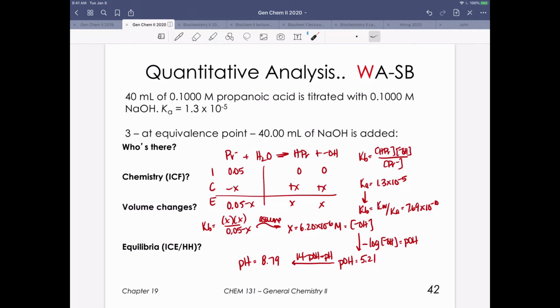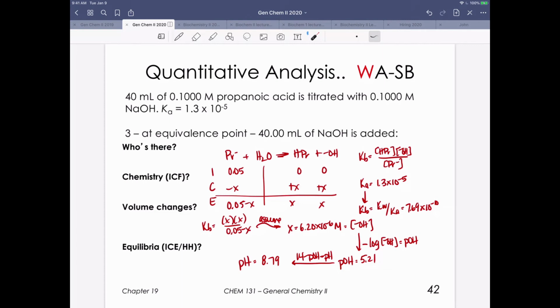Remember, you could have gone around the block the other way and converted hydroxide concentration to H3O+, and then taken the negative log of that to get to pH. Those will both work. Remember those around the block calculations that we did in our last chapter. We get to the answer of 8.79, a pH greater than 7 for a weak acid, strong base titration.